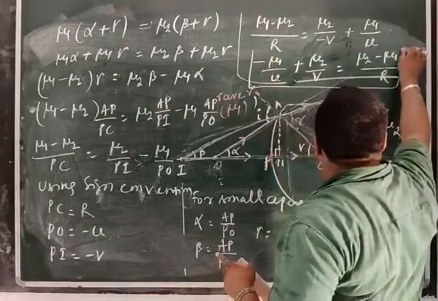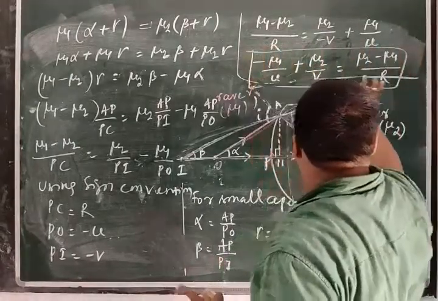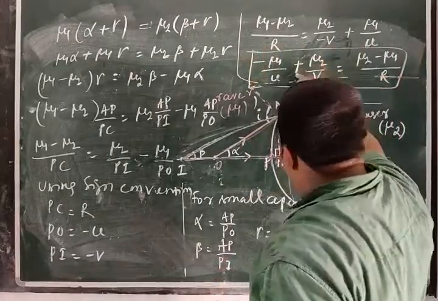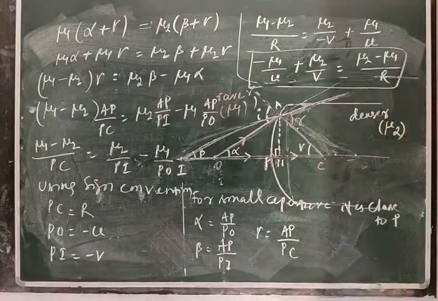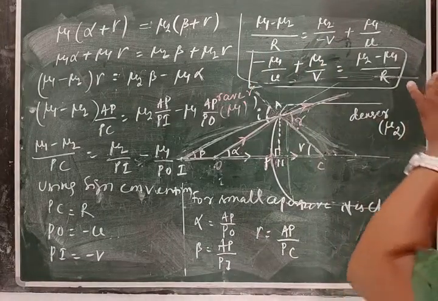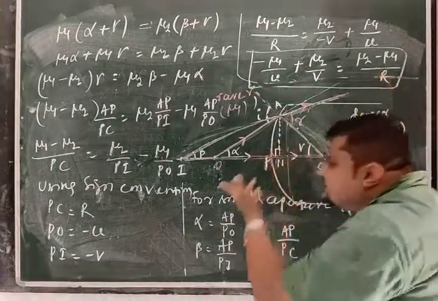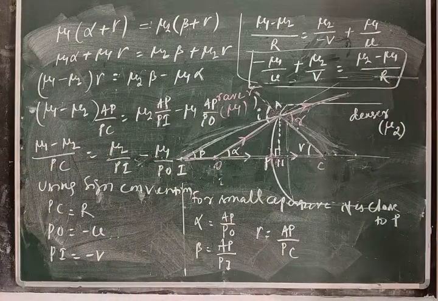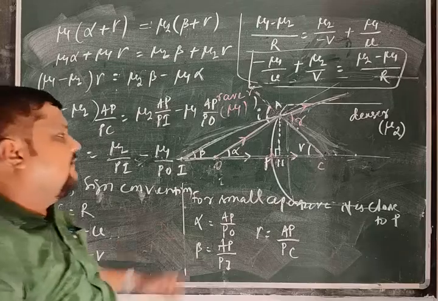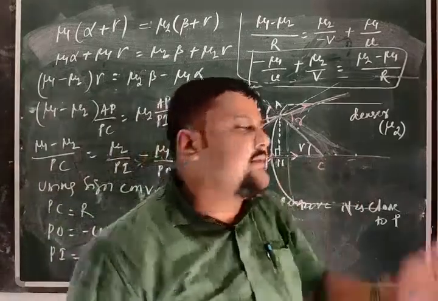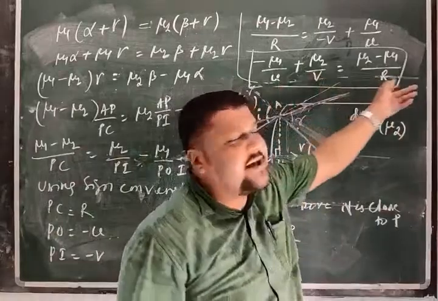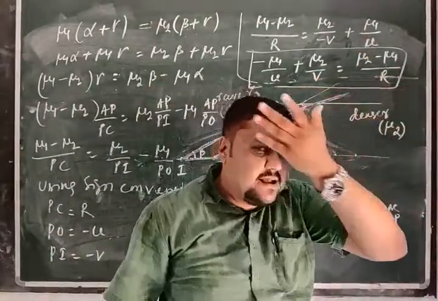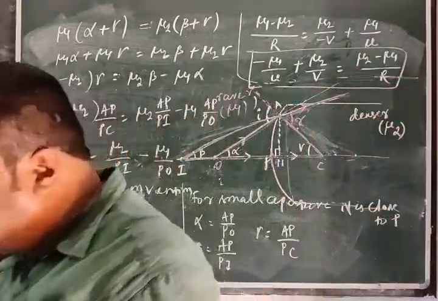Okay. So what is the meaning of writing this one? If you recall the first case, you got the same relation, minus mu1 by u plus mu2 by v is equal to (mu2 minus mu1) by R. It means in both cases, for a convex surface, if the object lies in the rarer medium, whether the image is real or virtual, the relation is the same for object distance, image distance, and the radius of curvature.